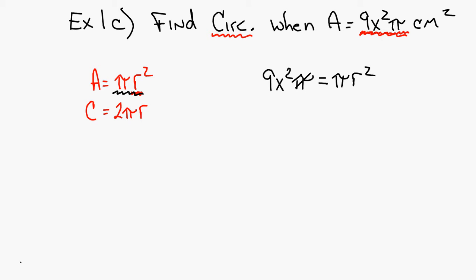So you can cancel these pi's. And if 9x squared equals r squared, and you're trying to solve for r, then you find the square root of both sides. So the square root of 9 is 3, and the square root of x squared is x. And that's going to be equal to your radius.